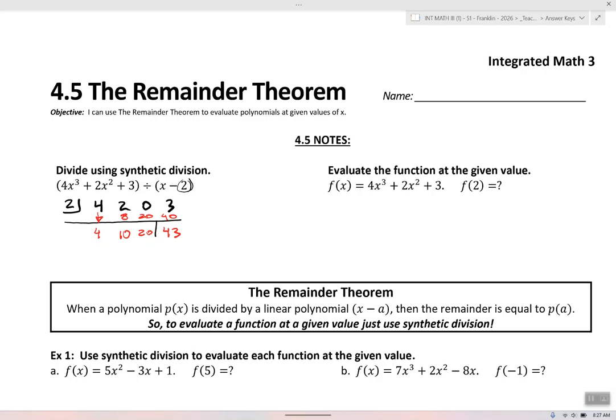We could write out the answer, but for now, we're going to leave that just like that. And then we'll do the next one. Evaluate the function at the given value. We have the same polynomial, 4x cubed plus 2x squared plus 3. We want to know what this equals at an x value of 2.